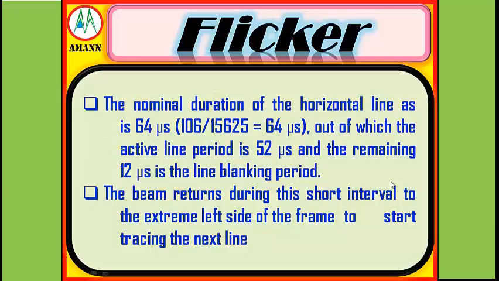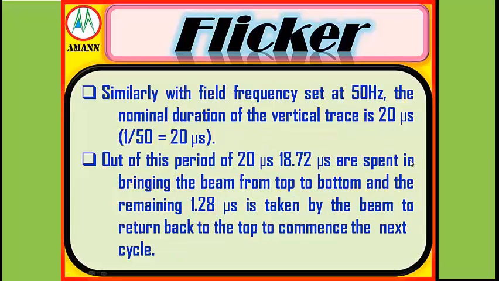The nominal duration of the horizontal line is 64 microseconds, that is 10^6 over 15,625, which is approximately 64 microseconds, out of which the active line period is 52 microseconds and the remaining 12 microseconds is the line blanking period. The beam returns during this short interval to the extreme left side of the frame to start tracing the next line.